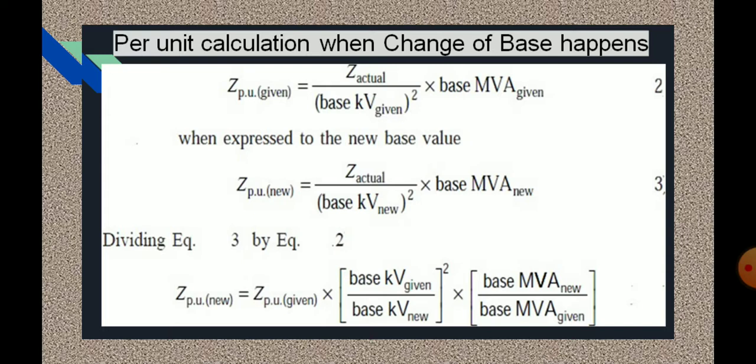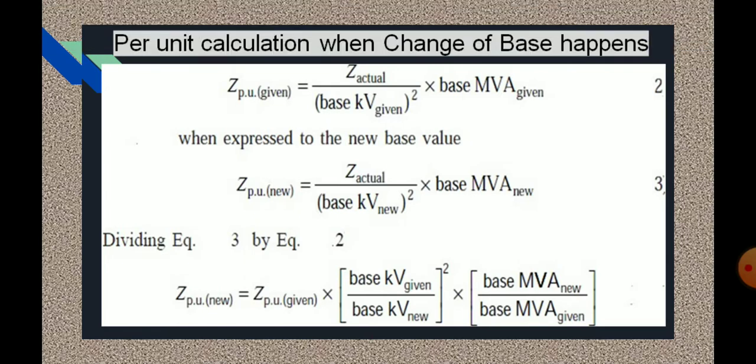Now this first one becomes equation 2 and this second one becomes equation 3. Then dividing equation 3 by 2, we get the final formula. Actually, this formula we are going to use to solve the entire problem. So, Z per unit new is equal to Z per unit given into base kilovolt given divided by base kilovolt new, the whole square, into base MVA new divided by base MVA given.